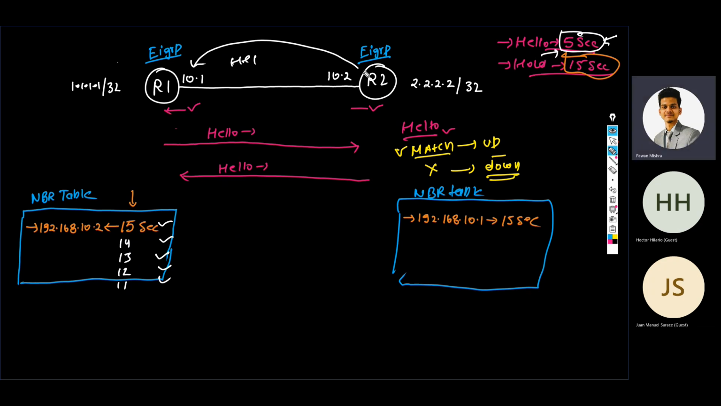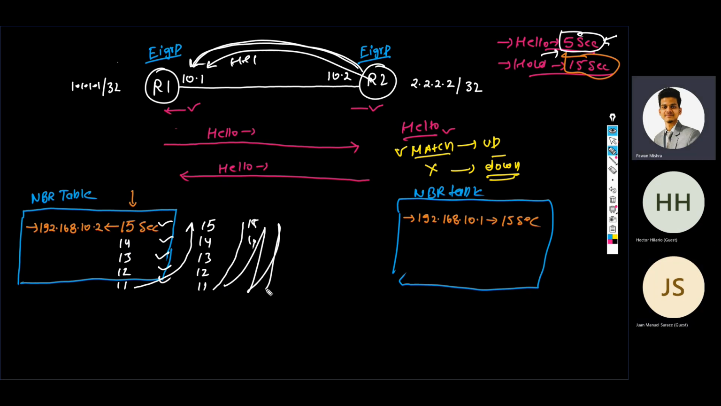5 seconds. So again, this R2 router will send a hello packet to R1. Now again, the timer is refreshed and it will reach 15. Now it starts again from 15, 14, 13, 12, 11. Both the devices will send this hello message after 5 seconds. Again, the timer will be reset to 15, 15, 14, 13. So like this, the neighborship will stay up.